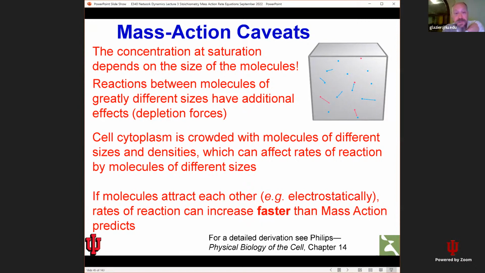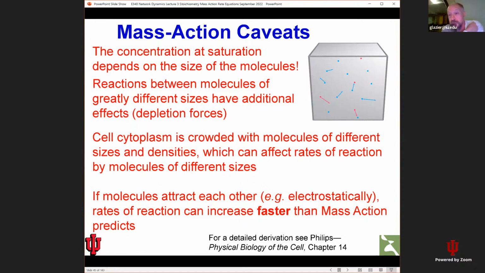Cell cytoplasm is really crowded. There are lots of molecules in it. And that can affect the rates of reaction. And that rate of reaction will depend on the size of the molecule. And so that can give some rather unexpected results.